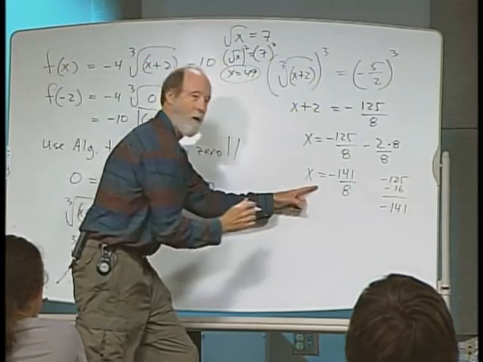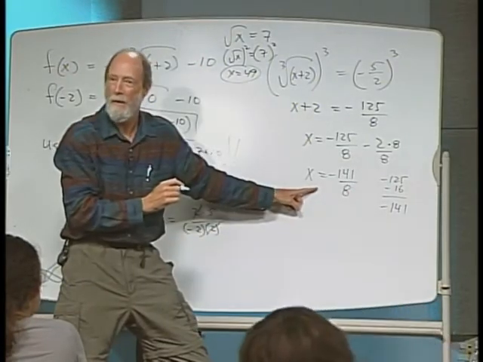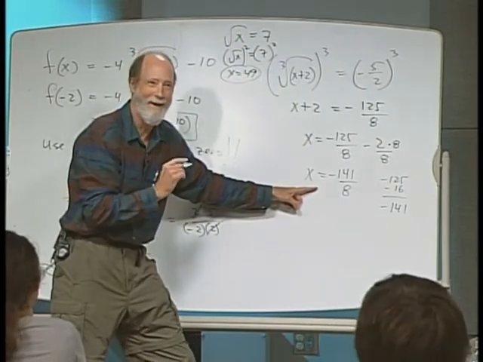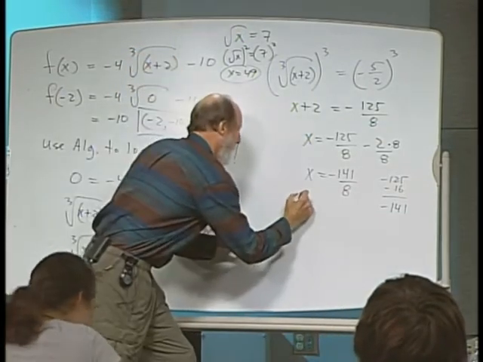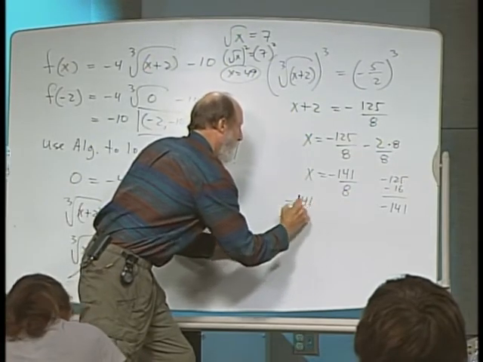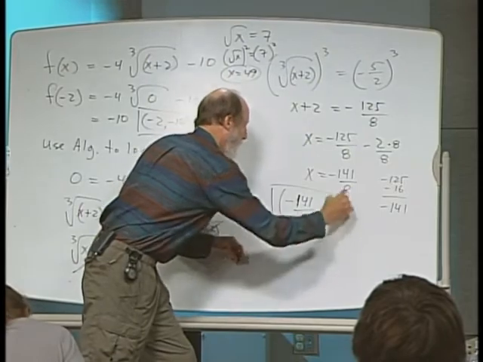That is a what? What's it called? It's a fraction, that's good. Okay. It's a 0, isn't it? Isn't this the 0 of the function? So minus 141 over 8 comma 0 is a point on the graph.